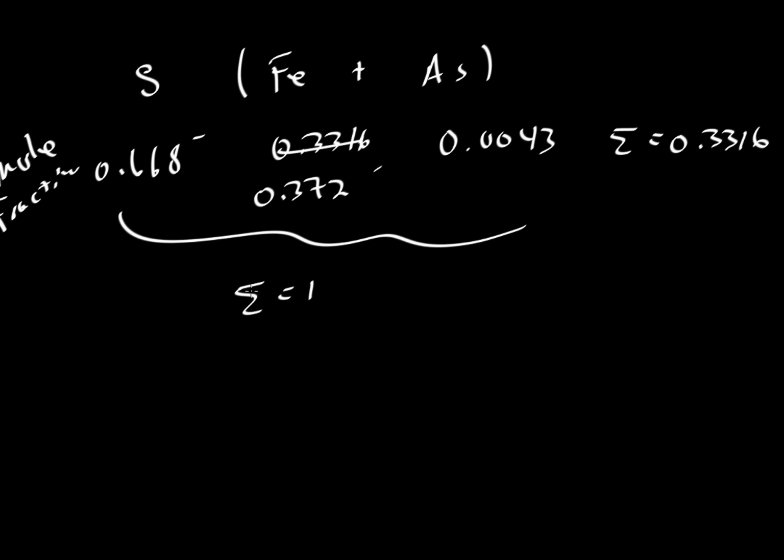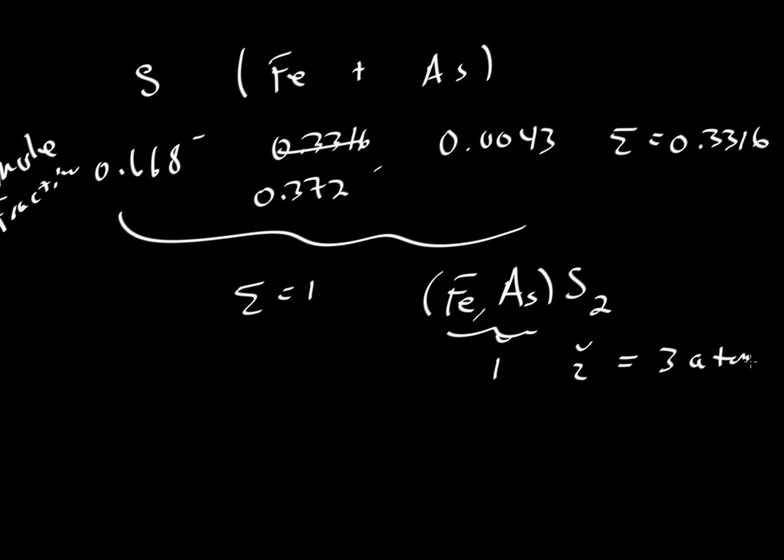So why do we care about that? Well, let's take a look at the general formula again. Iron, arsenic, S2. And let's compare it to these mole fractions. How many cations do we have? Well, we have a total of 1 over here. Any combination of iron and arsenic will do. And then we have 2 over here, 2 sulfur atoms. So that is a total of 3 atoms.